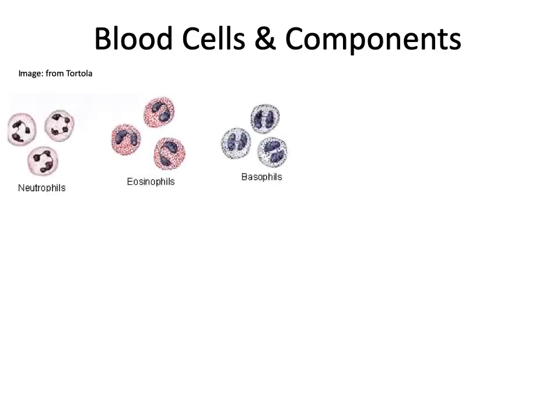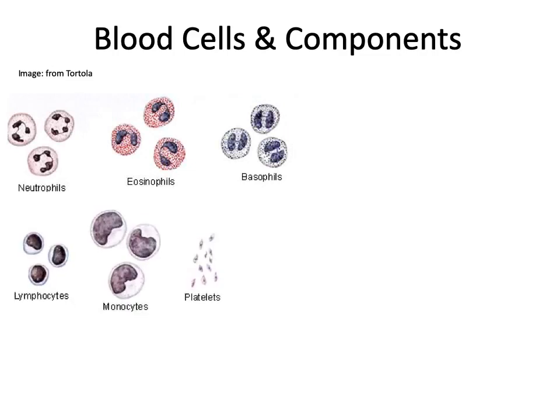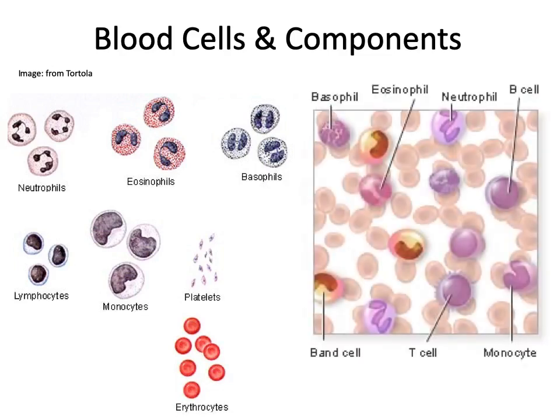So let's take a look at the cellular components within the blood itself. We have what are referred to as the granular leukocytes, which are the neutrophils, eosinophils, and basophils. We also have the lymphocytes, which include our T cells, our B cells, and what are referred to as NK or natural killer cells, and monocytes, as well as thrombocytes, which form the platelets.